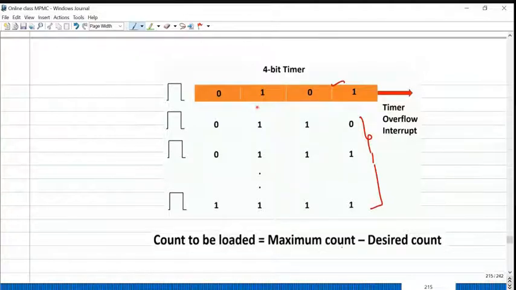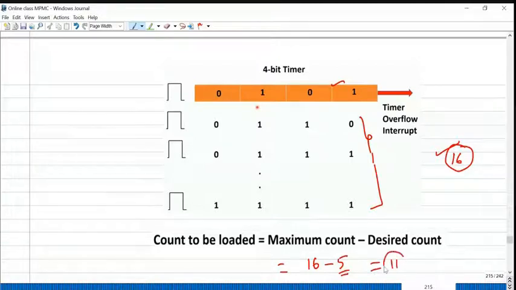The formula is maximum count minus desired count. For a 4-bit timer, 16 is the maximum possible; when we apply the 17th clock pulse, the overflow will occur. So maximum count 16 minus desired count 5, which I have taken as 5, gives 11. So we have to load 11.